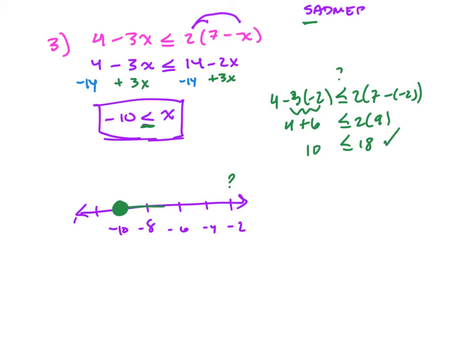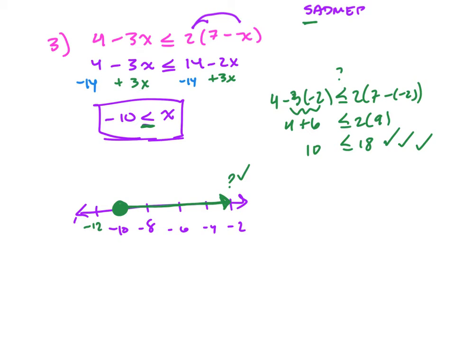So it is true that it goes this way. I get a true statement. So I'm going to draw my arrow that way. So all these points are going to create a true inequality statement. If I check over here, it should give me a false statement. By over here, I mean like negative 12.